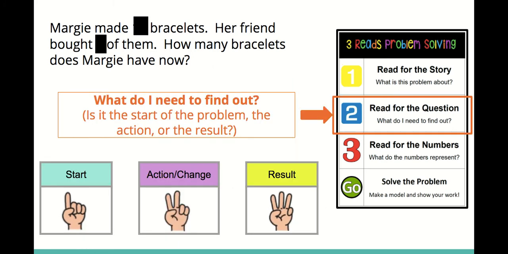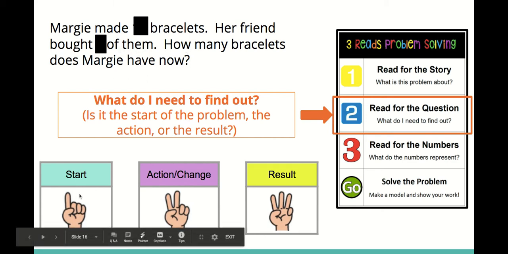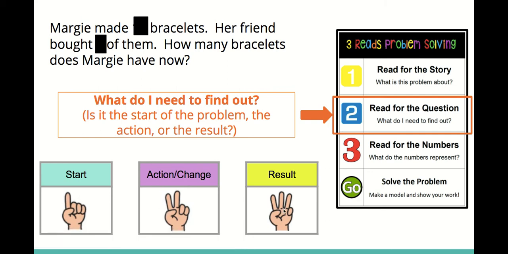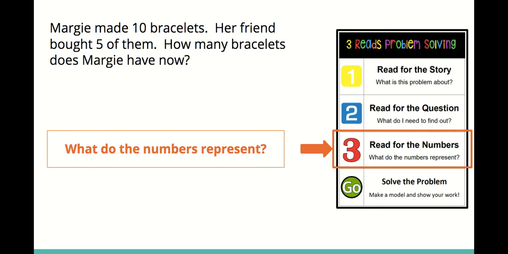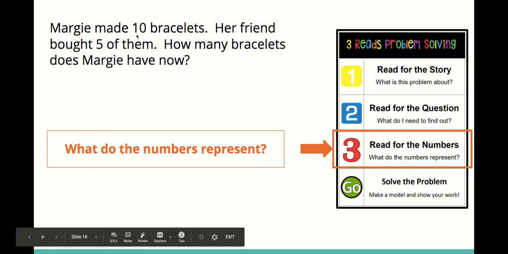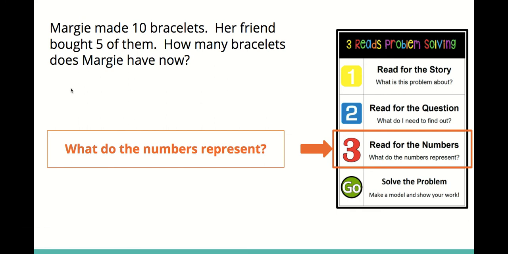But let me read that one more time just to make sure, to see what I need to find out. Margie made bracelets. Her friend bought some of them. How many bracelets does Margie have now? All right, so we started with some bracelets. Her friend bought some of them, and now we're going to have a smaller number. Let's check out the numbers. Margie made 10 bracelets. Her friend bought 5 of them. How many bracelets does Margie have now? So we started with 10. Her friend bought 5, so 5 went away. How many does Margie have now?